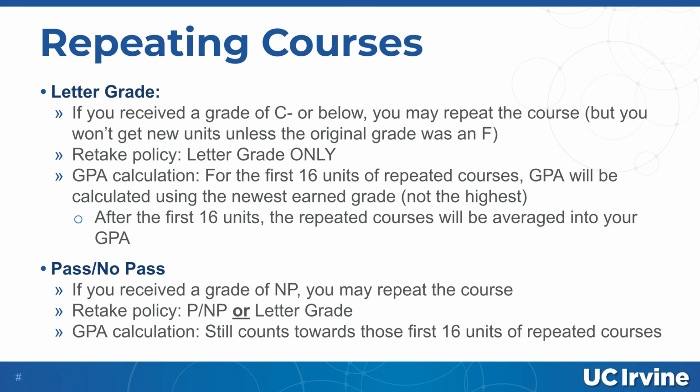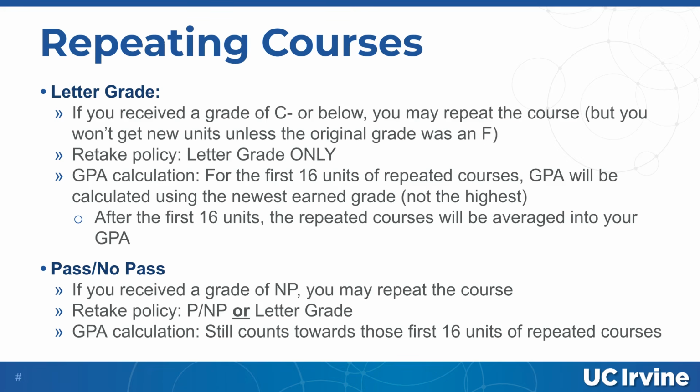We will now discuss course repeats, beginning with courses originally taken for a letter grade. You are eligible to repeat a course if you received a grade of C- or below. Please note that unless you received an F in the course, you will not receive additional units for repeating it. You will only be replacing the original grade. If you received an F, however, you will receive units upon successfully retaking the course. Additionally, if you originally took a course for a letter grade, you must retake it for a letter grade as well. You do not have the option to repeat it on a pass/no pass basis.